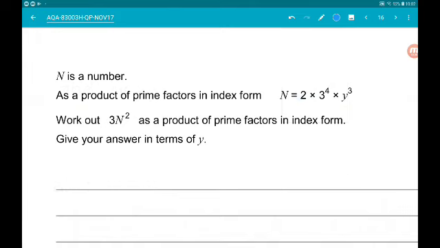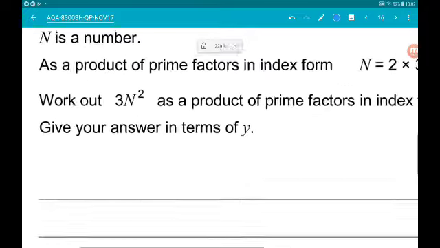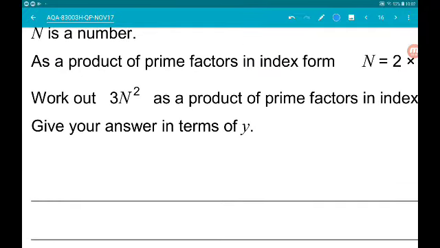Okay, question 21, bit of a strange one. So n is a number. As a product of prime factors in index form, n is 2 times 3 to the power of 4 times y cubed. We want to work out 3n squared as a product of prime factors in index form. Give your answer in terms of y. Okay, so with BIDMAS, indices happen before multiplication. So we're not going to worry about the 3 and the square at the same time. We're going to do the square first of all.